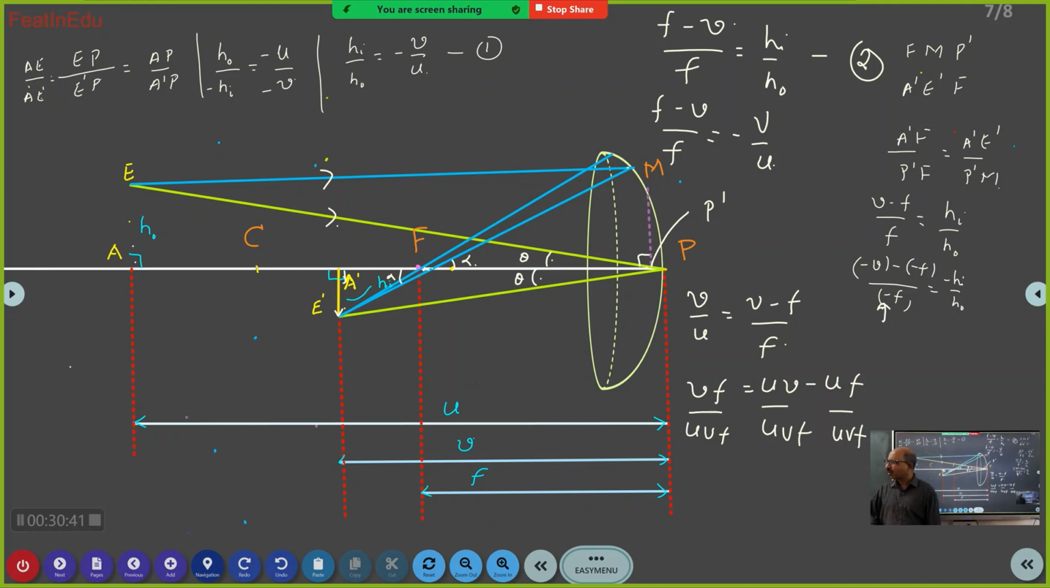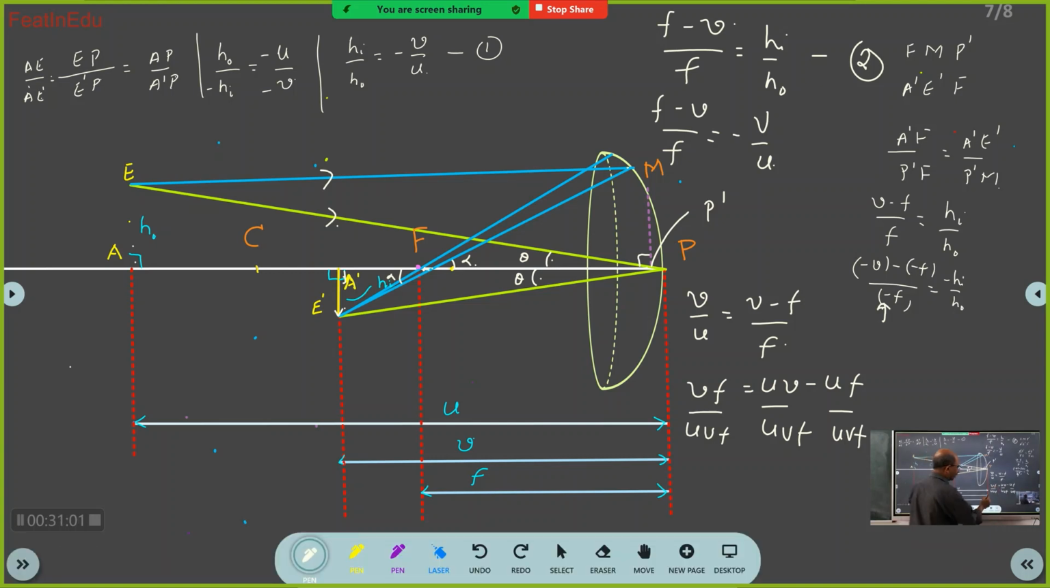I can divide all three terms by the same quantity. Now F cancels, B cancels, and here U cancels, V cancels, here U cancels, F cancels. Got it? So on the left hand side, what are you left with? You are left with 1 by U, and on the right hand side you are left with 1 by F minus 1 by V.